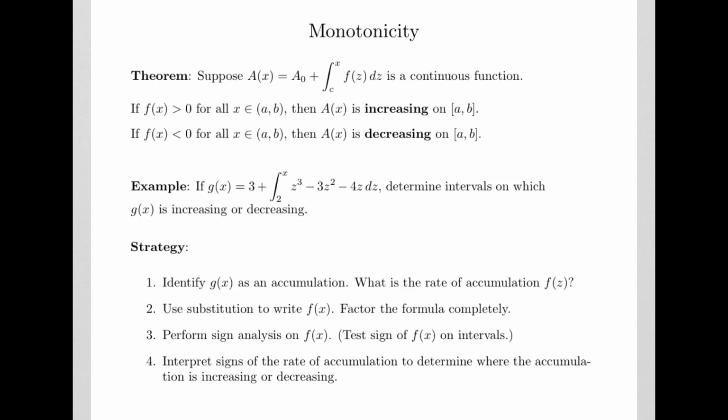So here are the steps we'll do. First of all, we recognize that it is an accumulation, and we're going to identify the rate of accumulation, which is this function inside, and that's the derivative. We'll write that normally in terms of the original variable x. We're going to factor it, perform sign analysis, which is where we're going to decide where this function is positive or negative, and then we'll interpret that to decide where the function's increasing or decreasing.